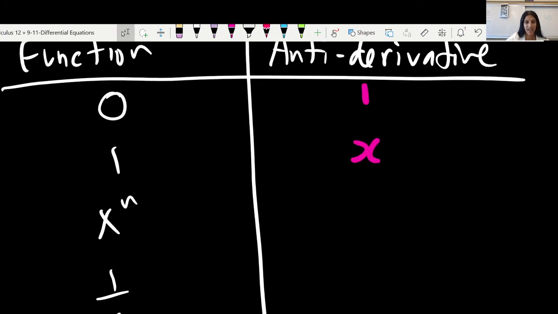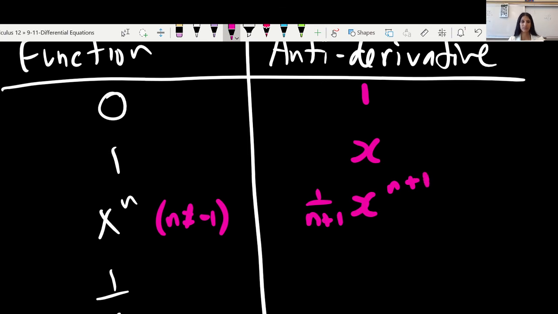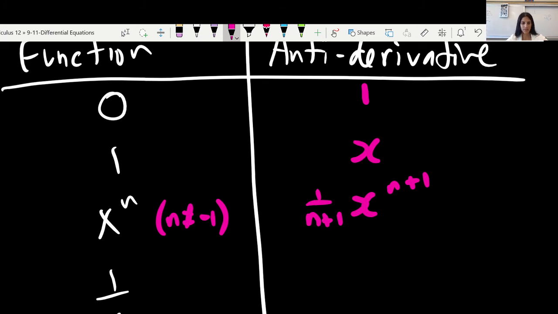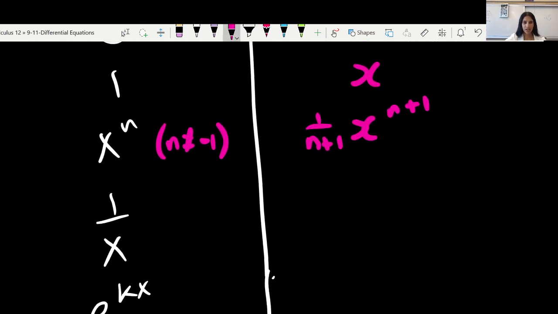If I have x to the n, and I'm going to say n cannot be negative 1, I would get in the general form 1 over n plus 1, x to the n plus 1, just like that. Okay, so then for the next one, if it's 1 over x, this would be ln of x. I'm going to take that one out. We didn't do much work with that.